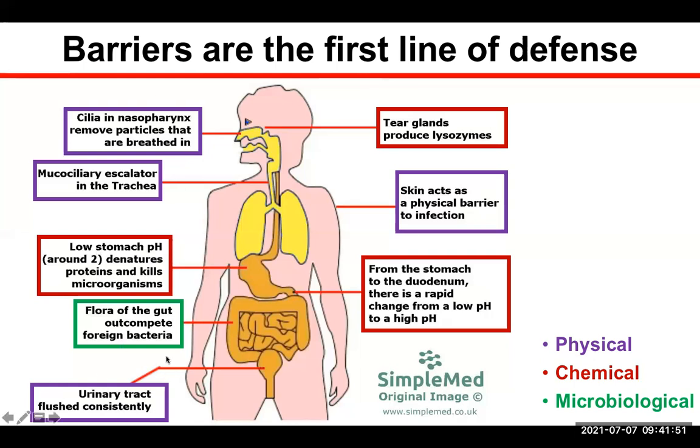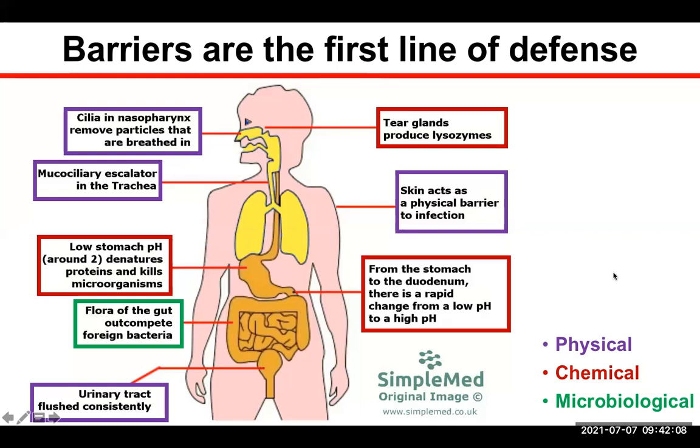And then urinary tract infection. Your urinary tract is going to be used to flush out any pathogens that may have gotten into the bladder area. You also have chemical barriers.